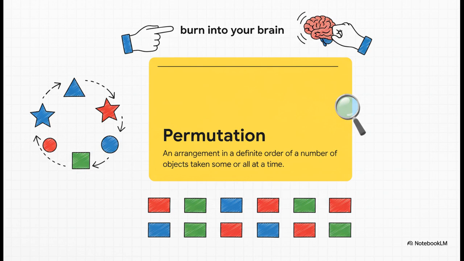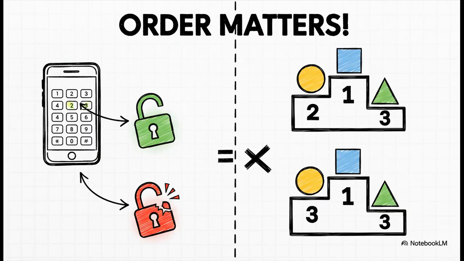I want you to repeat after me. Permutation, matlab arrangement. Anytime you see the word arrange in a problem, a little light bulb should go off in your head. So, the main idea, the big takeaway is this. In permutations, order matters. It matters a lot.